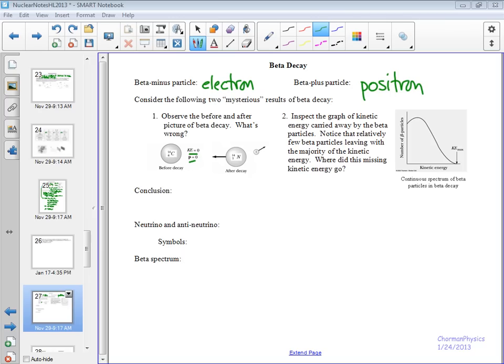If one observes this graph, that tells us the kinetic energy of the beta particles as they move away, we know that there should be a maximum amount of kinetic energy that these particles have. And we actually see that for the number of beta particles with certain amounts of kinetic energy, the majority of them are way before this maximum amount of kinetic energy that it can have.